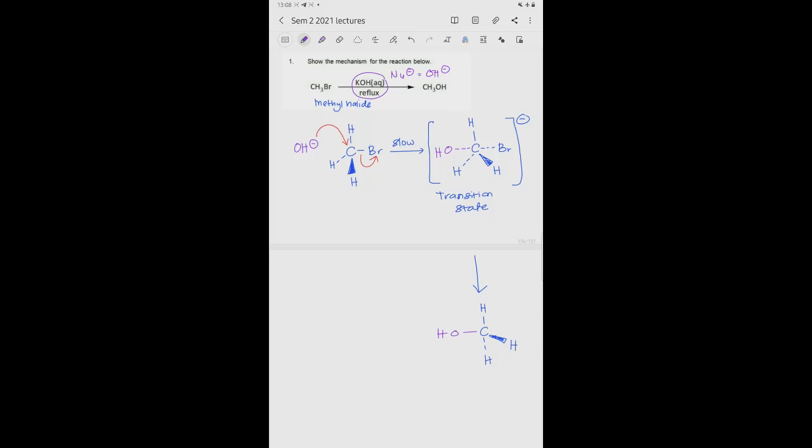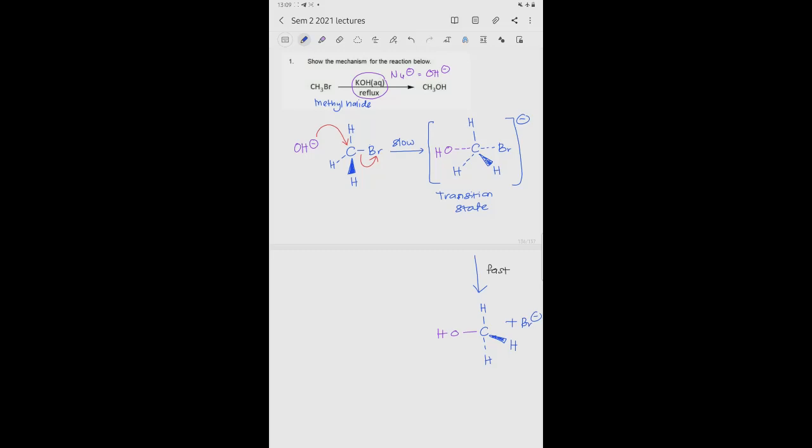So methanol is formed and the rate of this step is fast, because we are making a new bond. So that's the product of this reaction. Br will leave as the byproduct, which is the Br minus anion.